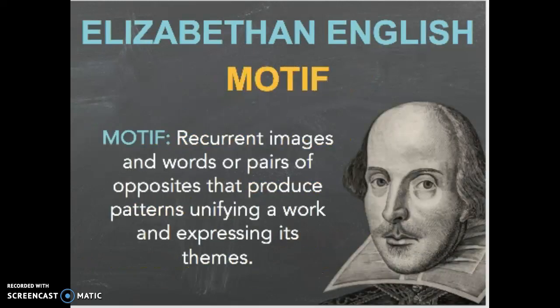Means a lot. Also, what we will see in Shakespeare's language is motif. This is the recurrent images, words, or pairs of opposites that produce patterns of unified work. It expresses the theme. Usually it's going to be a symbol or some type of pattern that we keep seeing. If we keep seeing deaths, tragic loss, I'm not going to give the story away, but anytime you keep seeing the opposites of something just keep happening, a pattern, it expresses the themes.